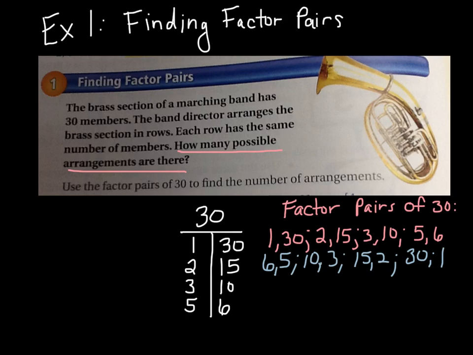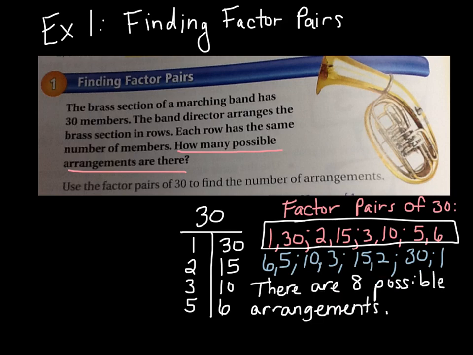Technically, this is good enough if you were just doing your factor pair list, but to answer the question, you'd actually have to put it into words and say that there are 8 possible arrangements in this case. So to finally answer the question that was asked, we would just write out this answer right here. There are 8 possible arrangements.